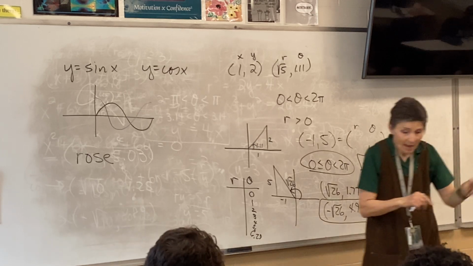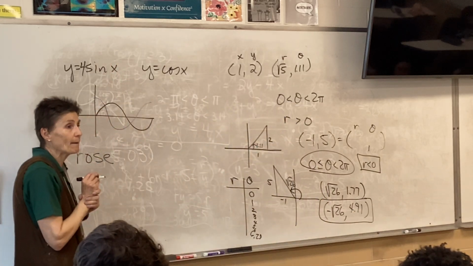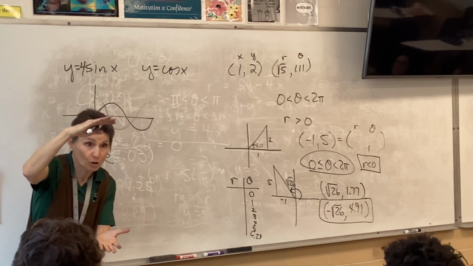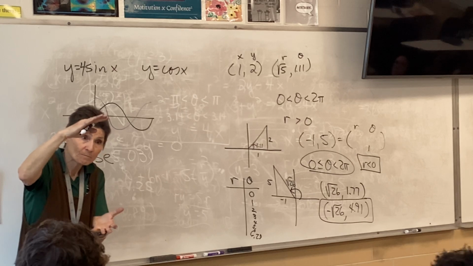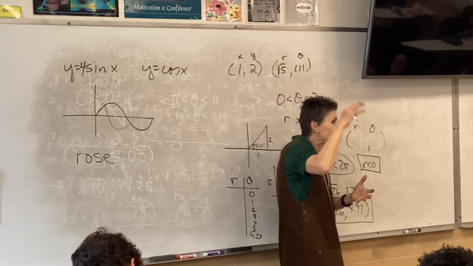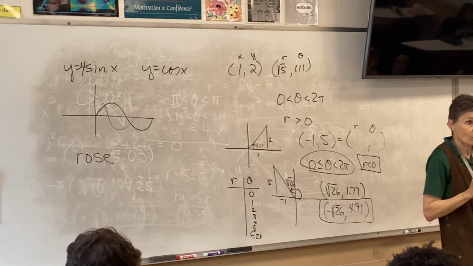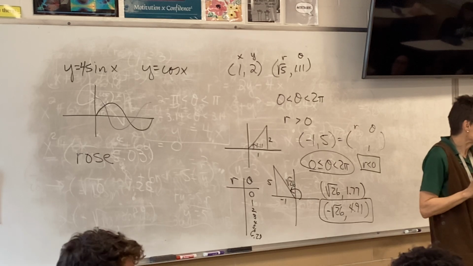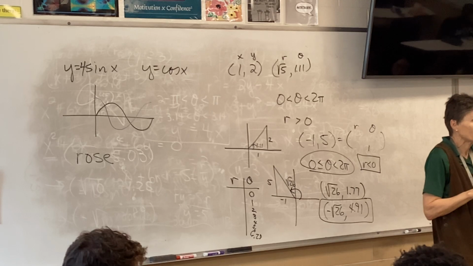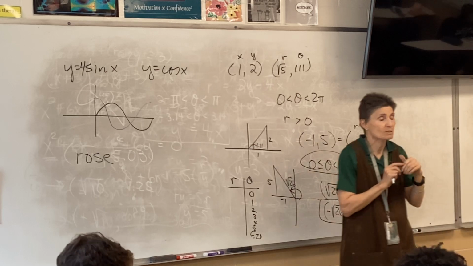I want you to think back, when we graphed 4 sine x, what happened? The amplitude, the height of the curve became 4. Well, in the circular system now, it's not the height anymore, it's the distance from the pole. So those leaves are now 4. Put a 3 in front of that equation and they're going to be 3. Put a 10, they're going to be 10. Keep that in mind because that helps you set your window for some of your future graphs.